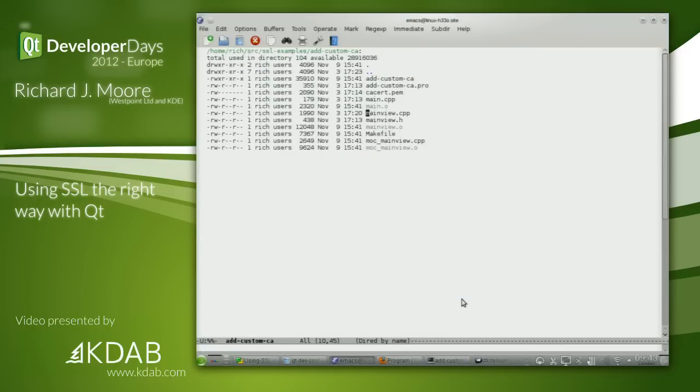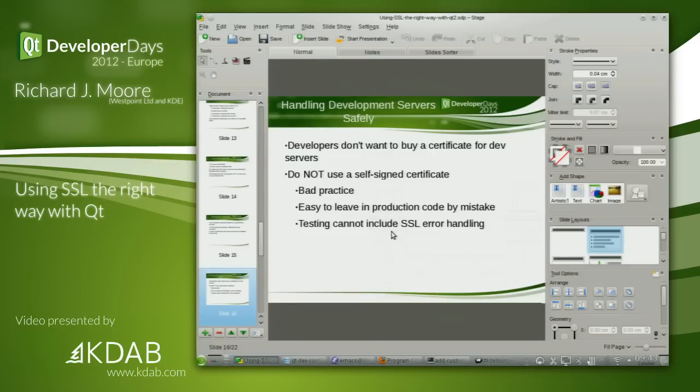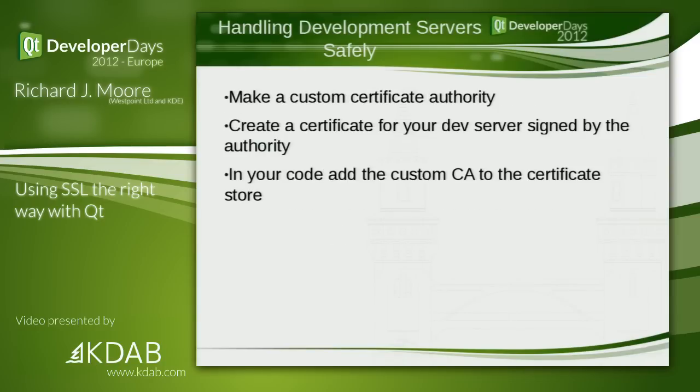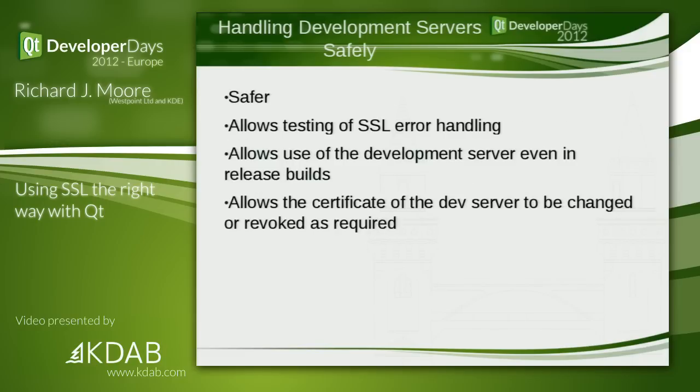But obviously there are more cases to handle. So we've seen we make a custom authority, we sign the dev server certificate, and then we add it into the trust store. And it's very important in this situation that you add it. If you replace it, then you break everything. But we'll do that in a minute.